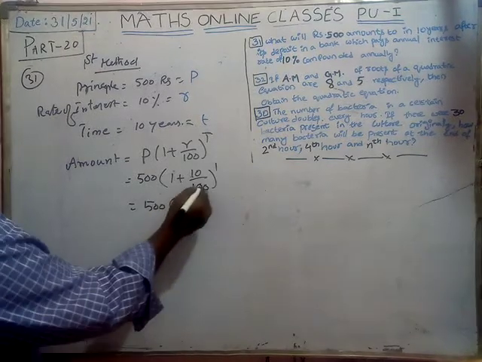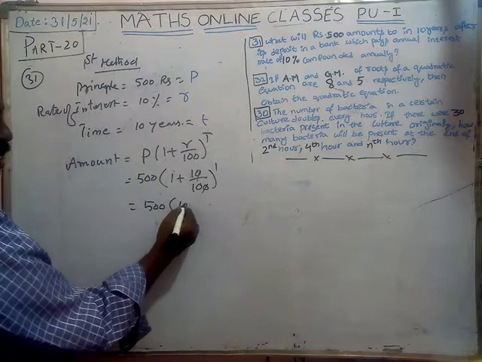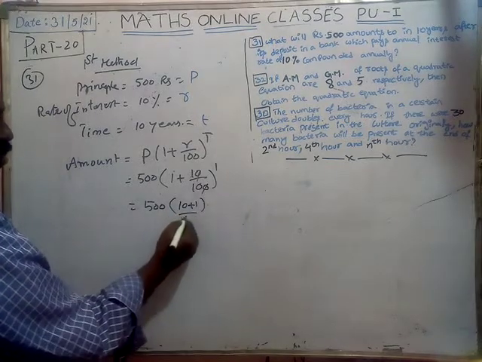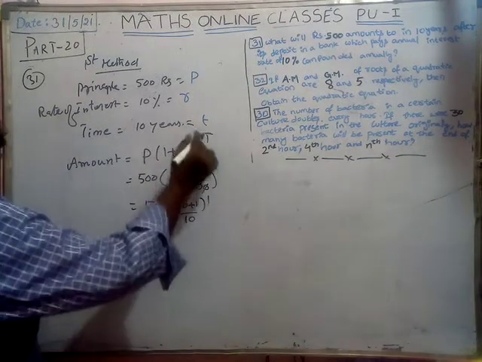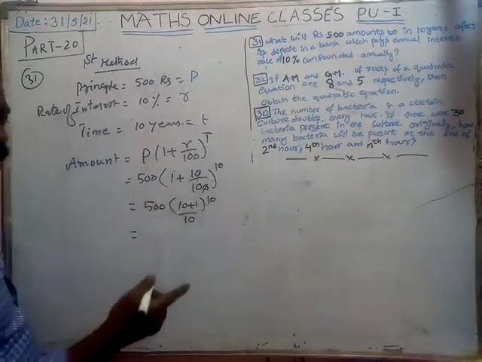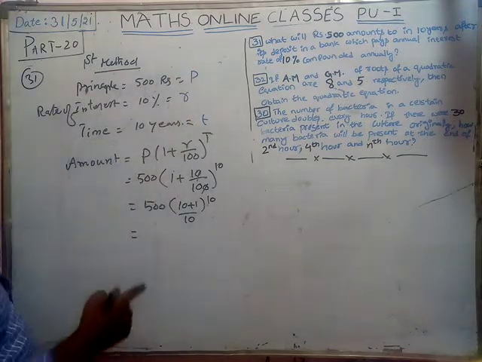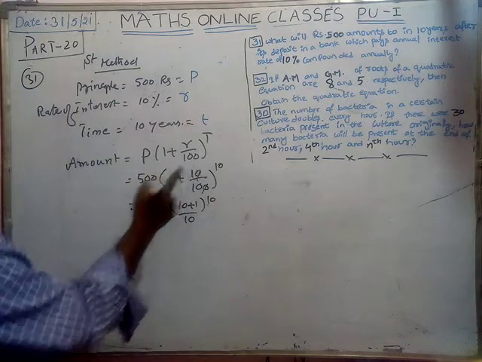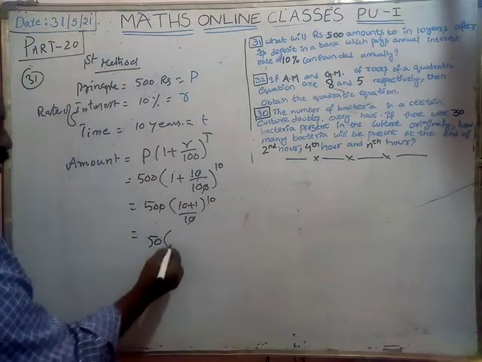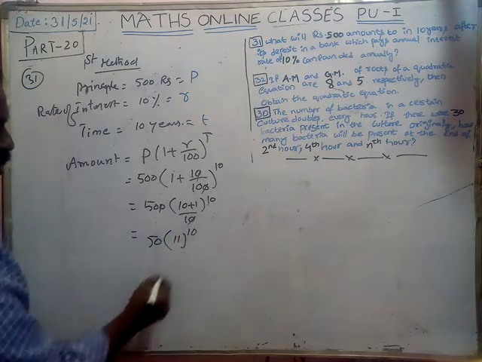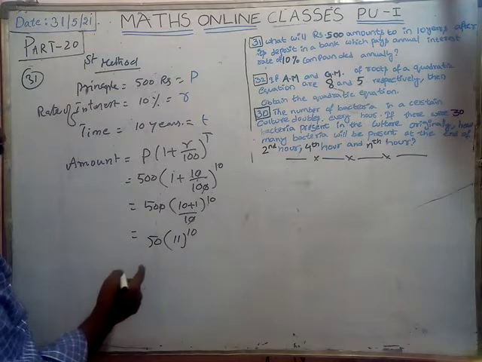Let's see how much, 0 cancels. 10 plus 1 by 10 power 1. If you want to make it 10, not 1 year but 10 years. The question is after 10 years. So time is 10 years, not 1 month. So it cancels, 50 into 11 power 10. Like that we make it.